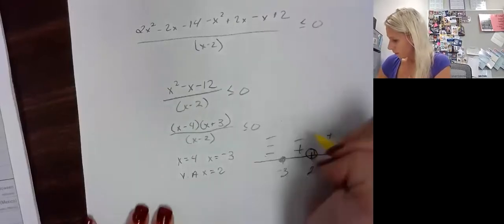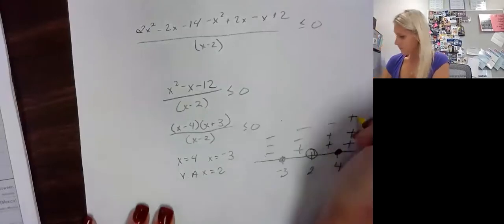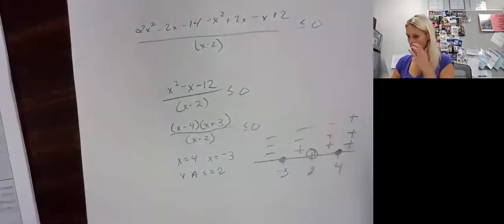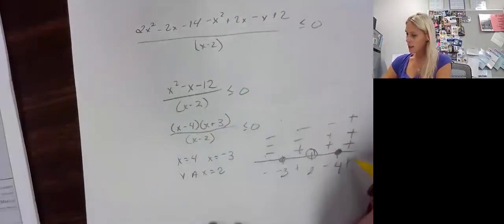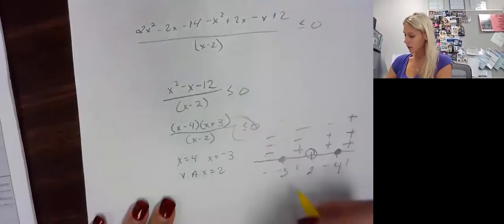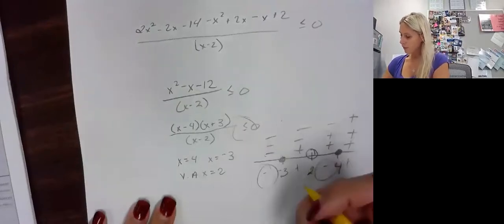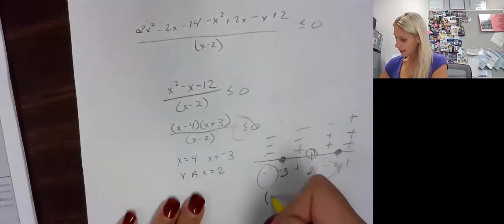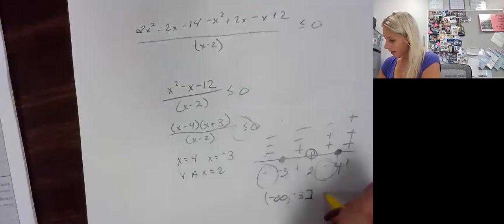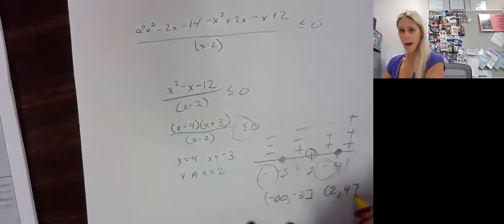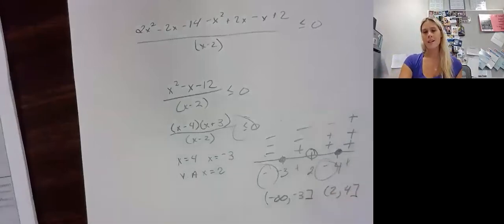Sorry guys, I'm going kind of quick here. Okay, 3 rows, 3 numbers. Go straight down, we get negative, positive, negative, positive. This is less than, so we're looking for our negatives. So our final answer is negative infinity to negative 3 bracket, and then parentheses 2 to 4. 4 has a bracket. And we are done. Be careful on that algebra.